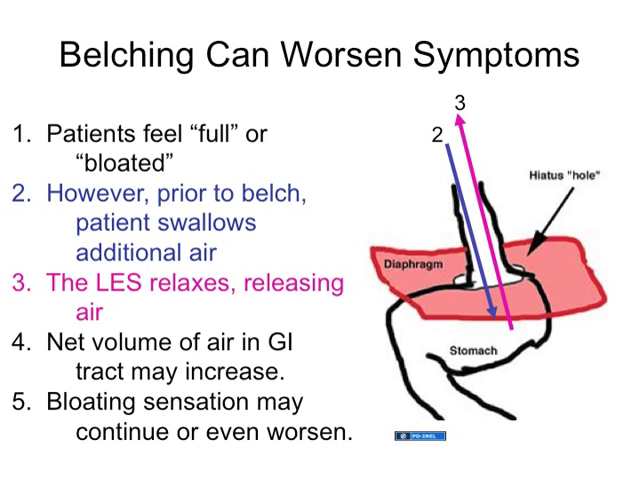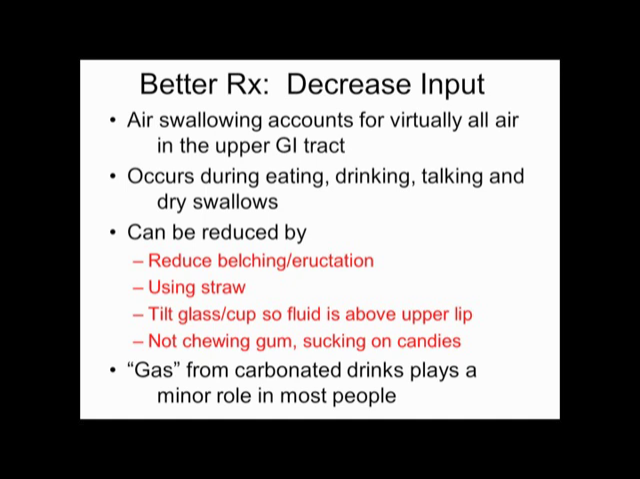Now, the problem is that sometimes when some people belch, they actually swallow more air when they're beginning the belch than they get rid of. And that's been tested with what are called xenon washout studies, where you can use radioactive xenon to actually calculate the volume. So prior to the belch, they actually subconsciously swallow additional air. Then the LES relaxes, and air is released up. But the net loss may not be all that much or may actually be negative. So continued belching can actually generate more net air in the stomach.